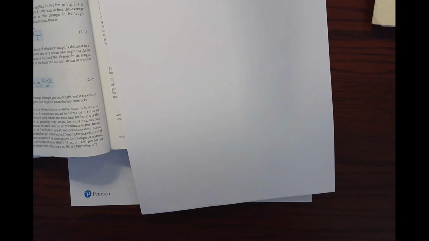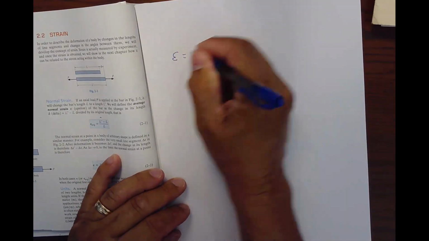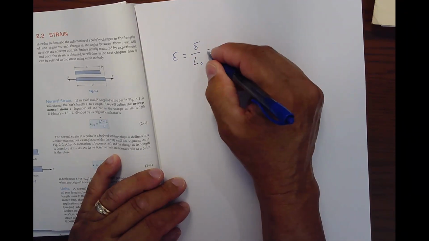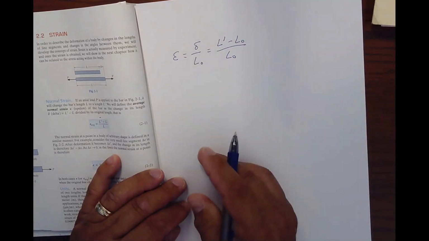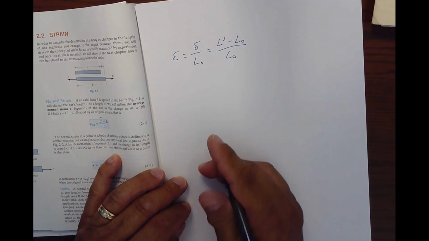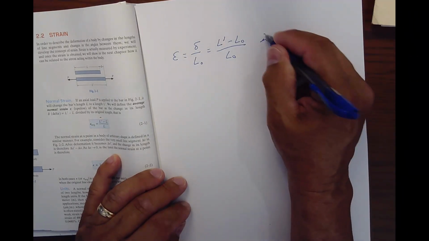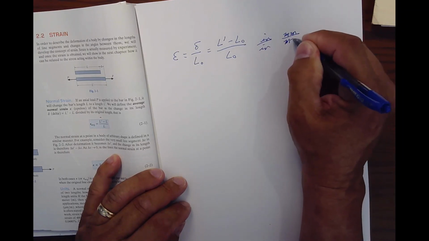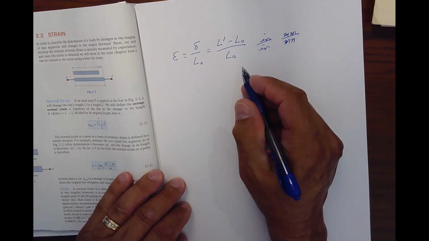The first thing is we remembered that strain itself, epsilon, is just equal to delta over L, or L naught. That is to say, the change in length over the original length. That's all strain is. And we said that it's non-dimensional. So sometimes you'll see inches per inch or millimeters per millimeter. And of course those are the same value because they don't have any dimension really.